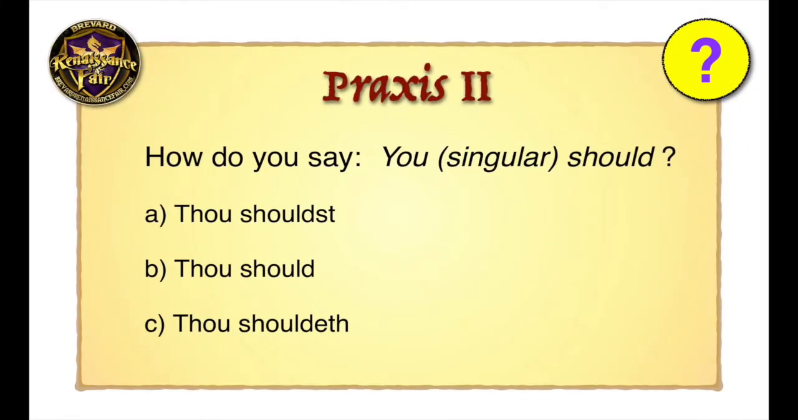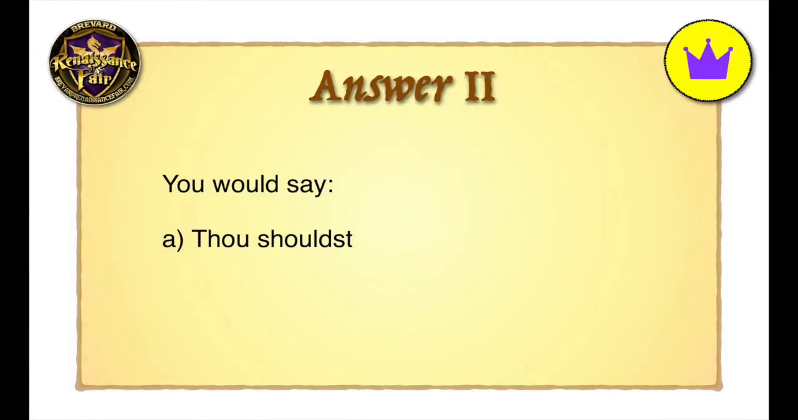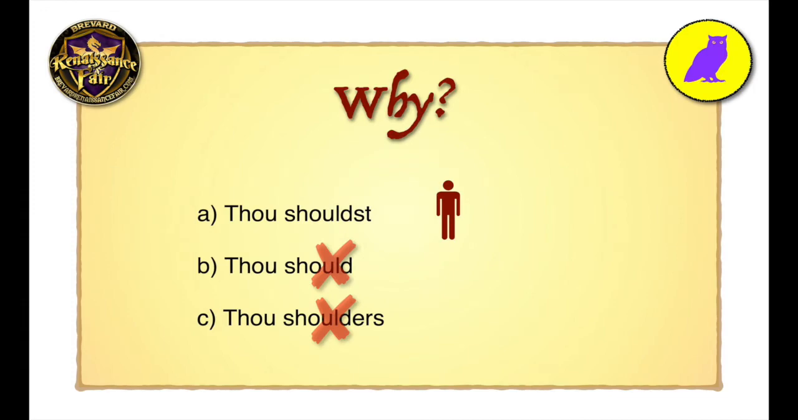How do you say you, singular, should? A. Thou shouldst. B. Thou should. C. Thou shouldeth. The correct answer is A. Thou shouldst. Remember, thou, st, thou shouldst.